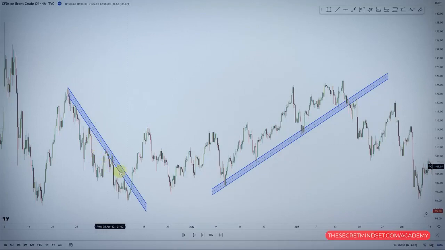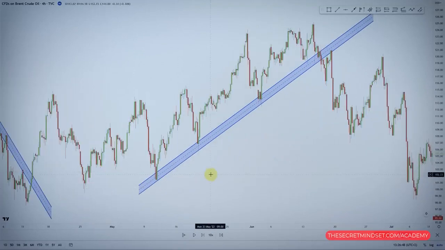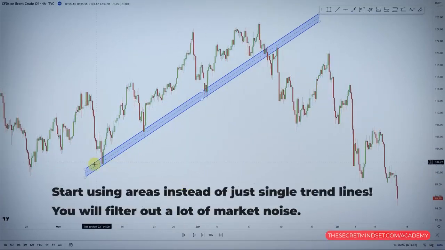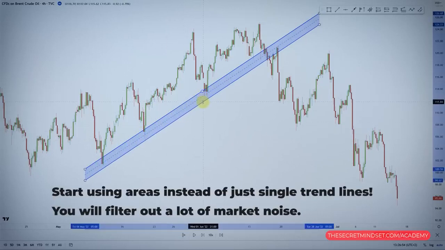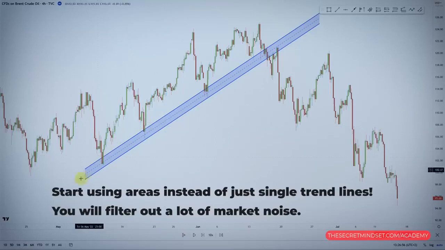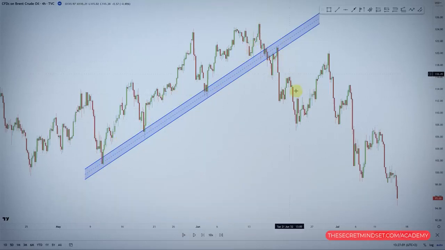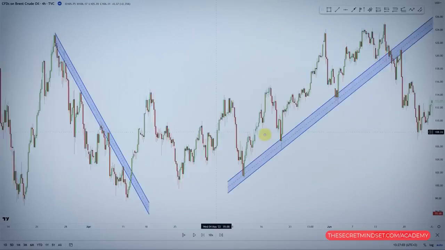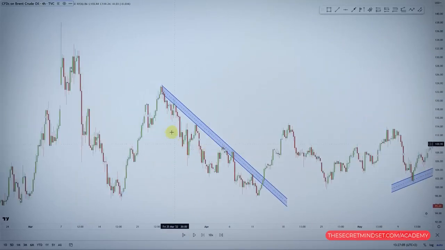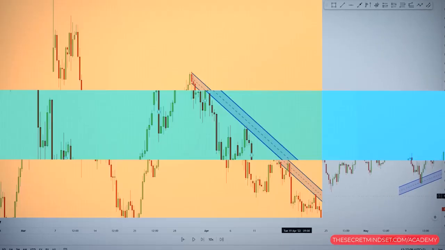To overcome this shortcoming and to improve your trading skills, you need to start using areas instead of just single trend lines. By using areas, you can create noise zones and filter out a lot of market noise. If you use trend lines as zones, then you don't need to worry about drawing trend lines along the exact highs or lows.